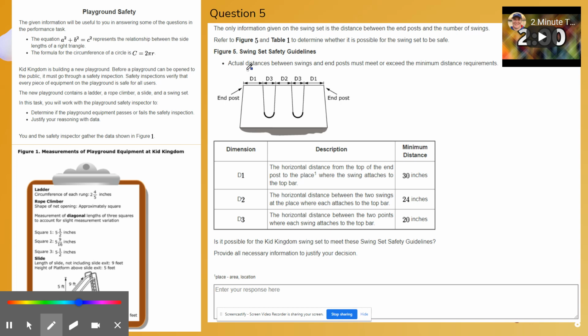We'll just do this real quick. This is 30. D2 is 24. And D3 is 20. Is it possible for the Kid Kingdom swing set to meet these swing safety guidelines? Provide all necessary information. So the actual distance between the swings and the end post must meet or exceed the minimum distance requirements.